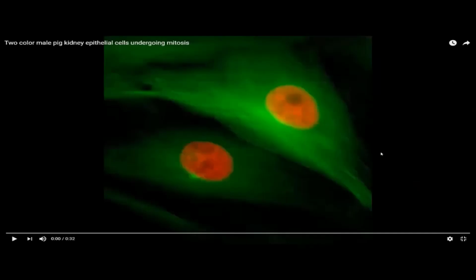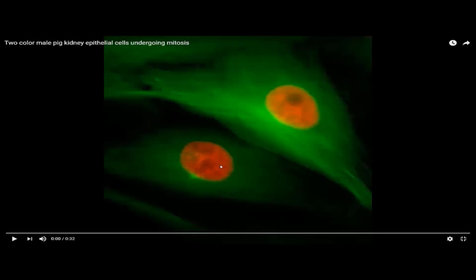What we see here are two kidney epithelial cells. And this cell up at the top is going to stay in interphase. It's not going to be dividing. But this cell down here at the bottom is getting ready to undergo mitosis. We're going to view this a couple of times, and I want you to pay attention to what's happening here in the nucleus. Again, the histone proteins that are complexed with the DNA in chromatin are labeled with fluorescent orange, and the microtubules are labeled with fluorescent green.